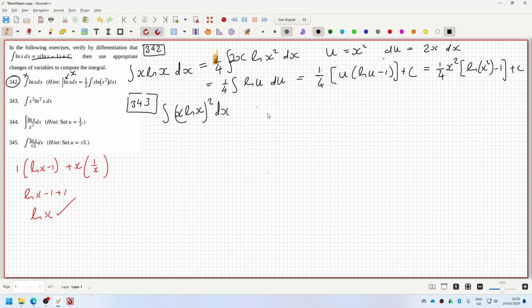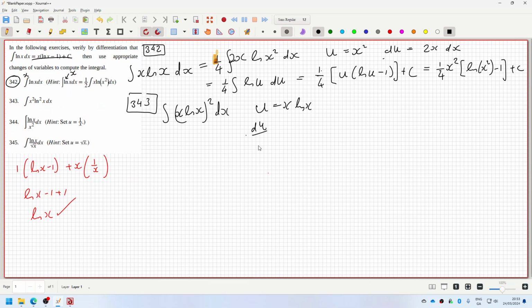No. It's very similar to the last one, but just squared. Very close to the last one. So maybe I want to use some kind of trick like they did last time. U equals x log x.